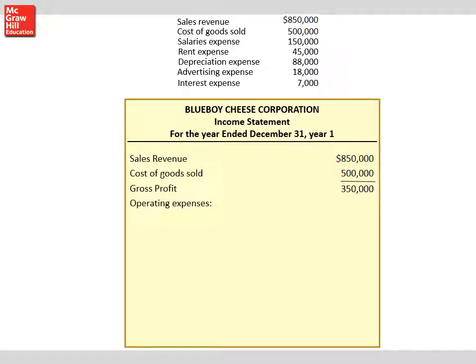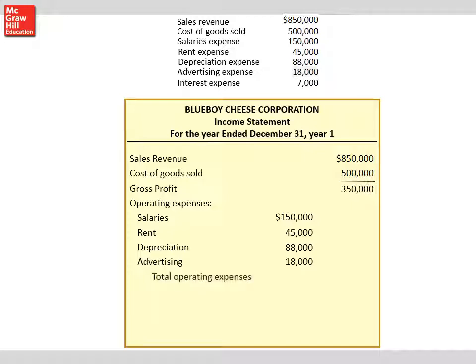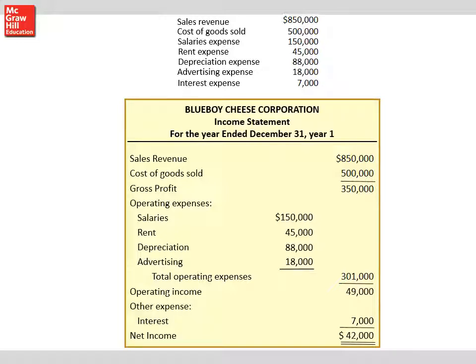We then subtract our operating expenses, starting with salaries, rent, depreciation, advertising. You don't see interest there, not yet, because it's not considered an operating expense. We total up the operating expenses that are presented, subtract them from gross profit to get operating income. Now, it doesn't mean interest is not an expense, it's just subtracted after determining operating income. It's considered an other expense. It's presented, the $7,000, and it's subtracted to ultimately get to net income.